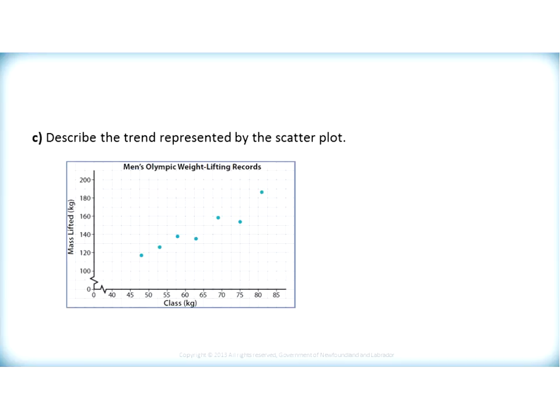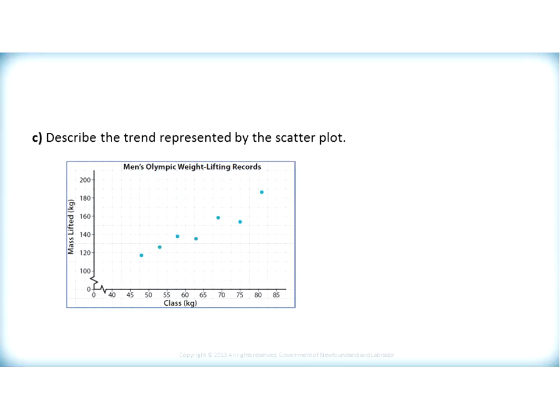Next, we're being asked to describe the trend represented by the scatter plot. As you move from left to right, or look at your horizontal axis, your independent variable, which is our class, we see that the maximum weight or maximum mass that a person has been able to lift has been increasing as well. Our y values, or our vertical values, seem to be increasing as well.